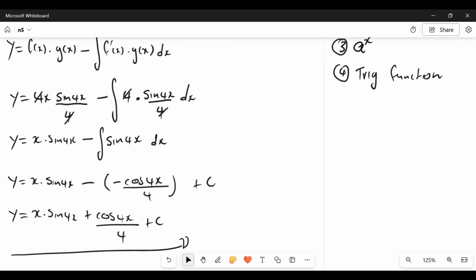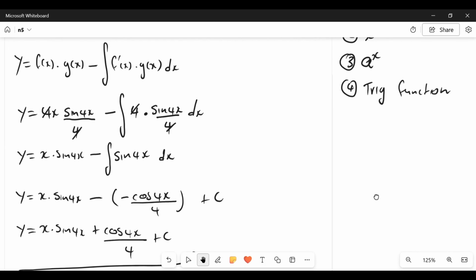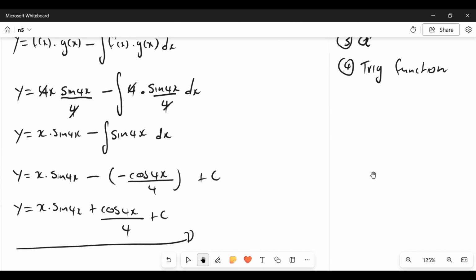I hope you managed to understand this one. As you can see, this is a by parts integral. So it required you guys to know the priority list. If you didn't know the priority list, then this was going to be challenging for you guys, and also the formula for by parts.